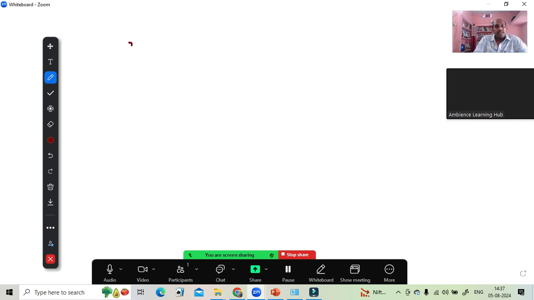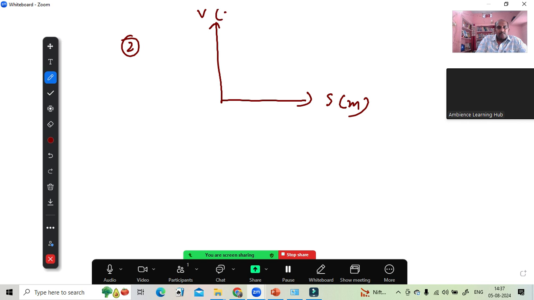Exercise 4, second problem. They have given the graph like this. Here they have taken displacement on x-axis and velocity in meter per second on y-axis, and an inclination angle of 30 degrees was given. This is the origin.